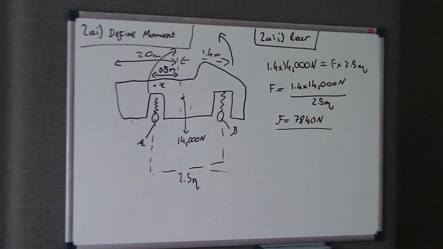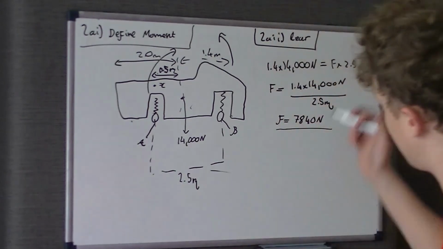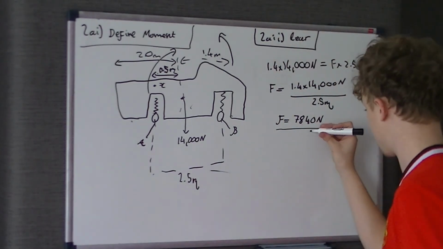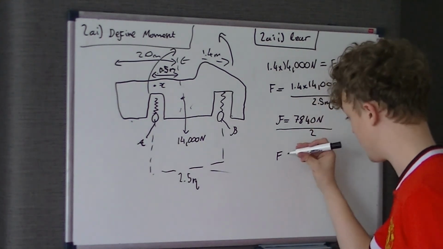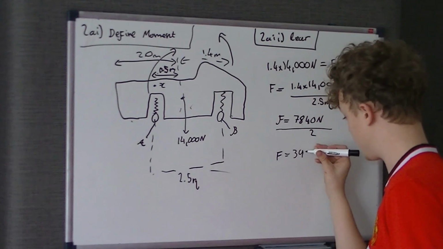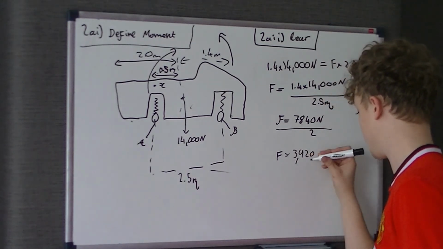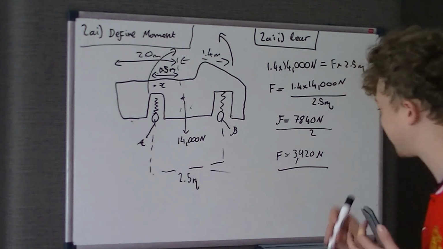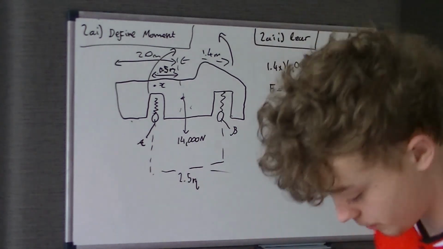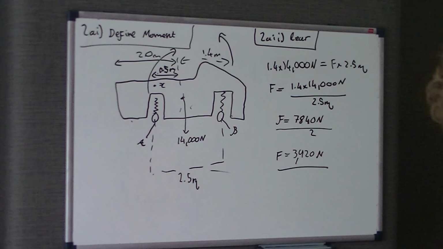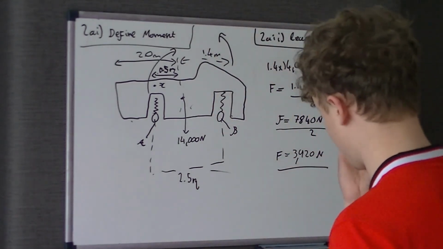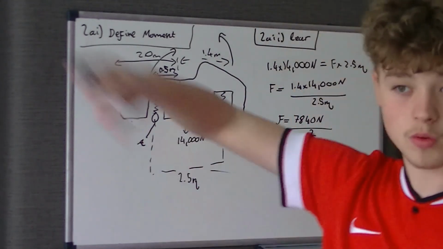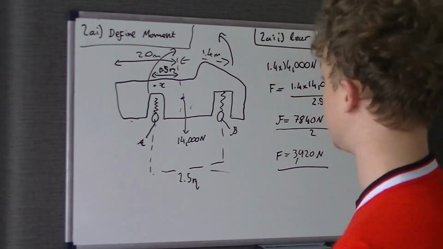Now, we know that there are two springs at the back of this truck, so we simply divide this by 2. So F is equal to 3,920 newtons acting on each spring, assuming they're equal and made of the same spring. But that, again, is something about springs you need to learn.